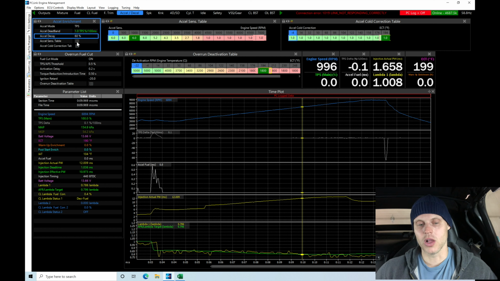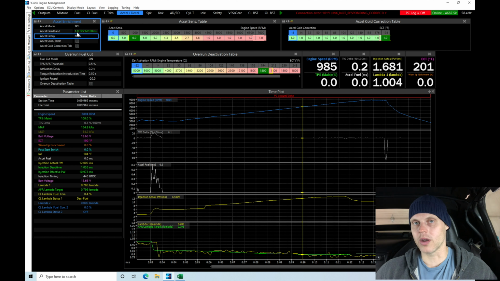So if we have a lower decay value, it's going to be slower to take the fuel that we've added in under the acceleration enrichment being tripped. It'll be slower to take that away, to decay it away, back to the base value. If we have a higher value here, that'll decay away the injector multiplier from the Accel fuel quicker. 60% is a good value, so I'm going to keep it there.